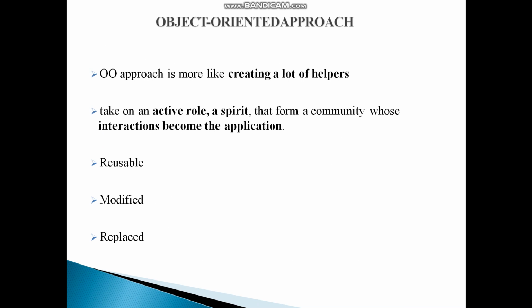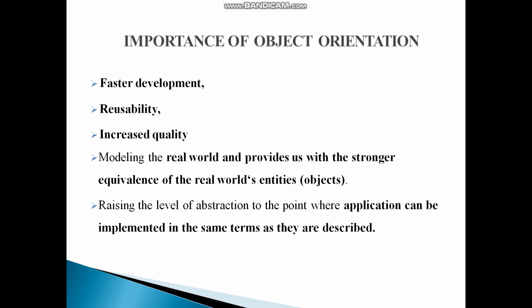It plays an active role in the interaction between two or more entities, two or more objects, or two or more classes. Importance of object orientation: it gives faster development, it is reusable, it increases the quality, it is useful for the real world, and provides a stronger equivalence to the real world entity. It is used for communication purposes.